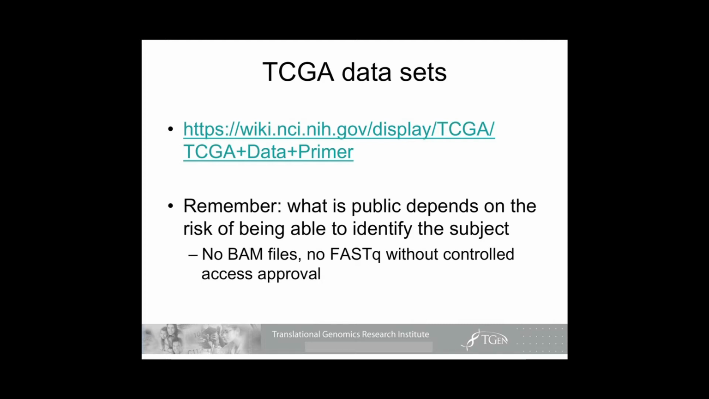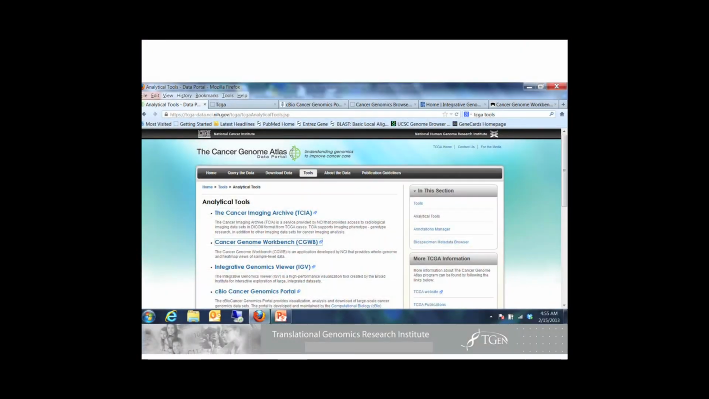Keynote, remember that what you can access publicly depends upon the risk of being able to identify the subject. So particularly for RNA-Seq data, you will not be able to access BAM files. You are not going to be able to access FASTQ files without already having controlled access approval. However, if you're looking at an array-based measurement like an Affymetrix chip, you can get the .cel file.